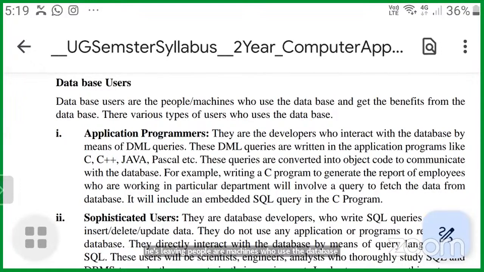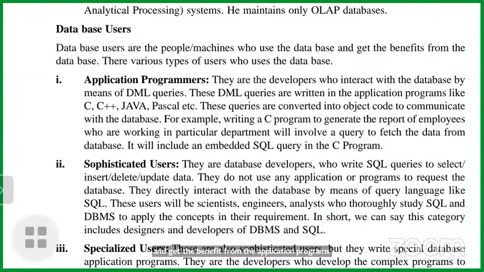The first one is application programmers. They are the developers who interact with the database by means of DML queries. DML means data manipulation language. In SQL commands, we have DDL commands, DML commands, DCL commands, TCL commands. Using these commands, we can write queries. A query is nothing but a way to access data from the database. From where do you want to access data? From the database.